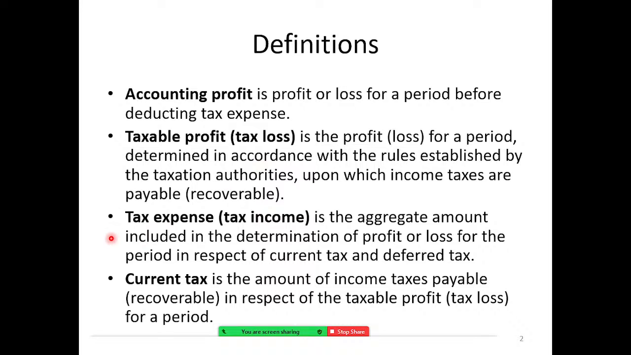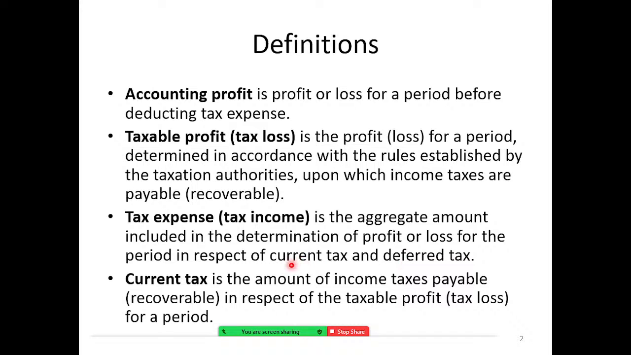Right. Tax expense and current tax. Tax expense is the aggregate amount included in the determination of profit or loss for the period in respect of current tax and deferred tax. So here the tax expense equals current tax plus deferred tax. What do you mean by current tax and what do you mean by deferred tax? We will devote a significant amount of time to study deferred tax.